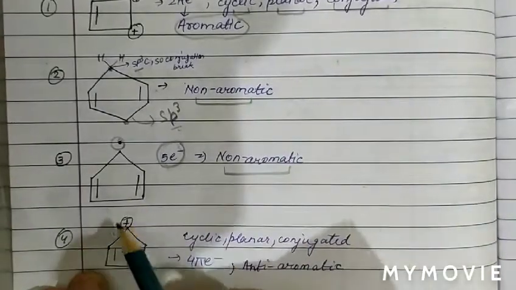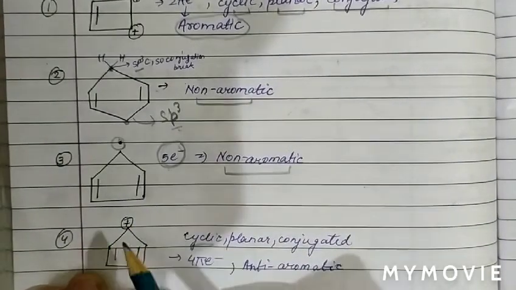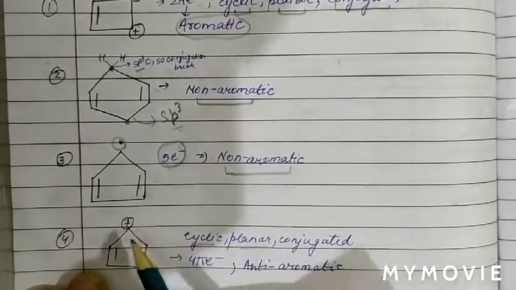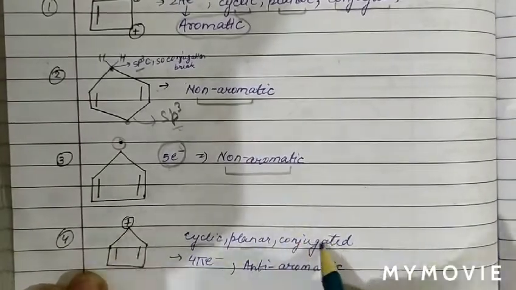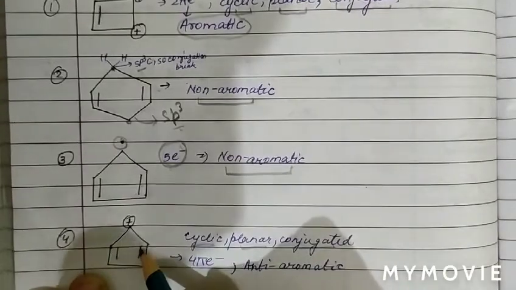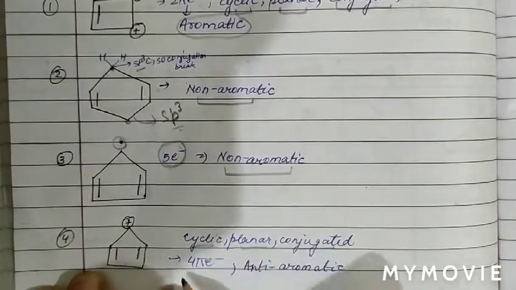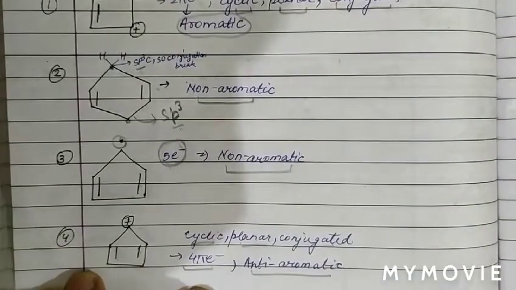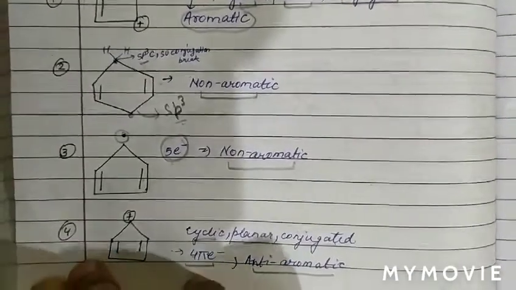Now see the next. We can see a cyclic system, and the hybridization of each carbon is sp2, so it is planar. Plus charge, single-double, so it is a conjugated system. And in the ring how many electrons are there? 1, 2, 3, 4, so 4 pi electrons. Due to 4 pi, the system is anti-aromatic. Now see the next question.